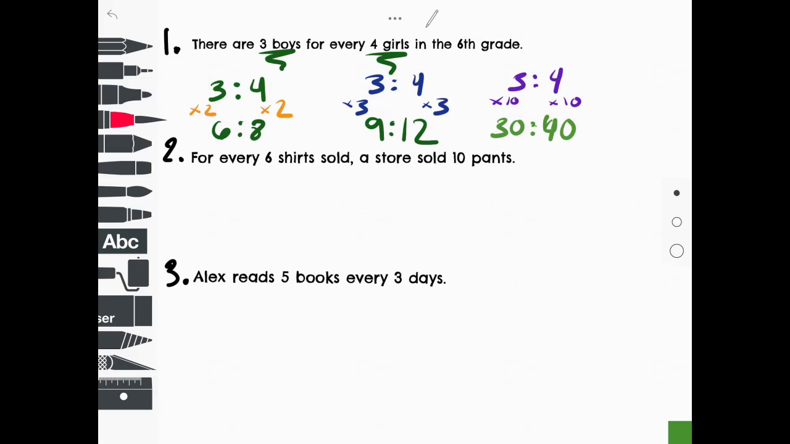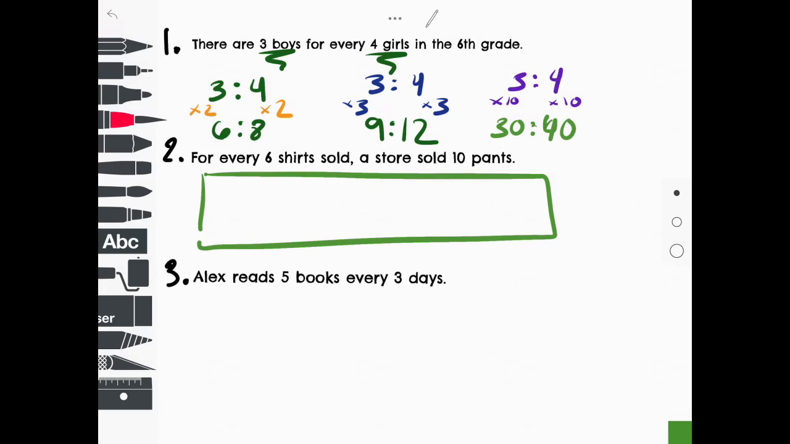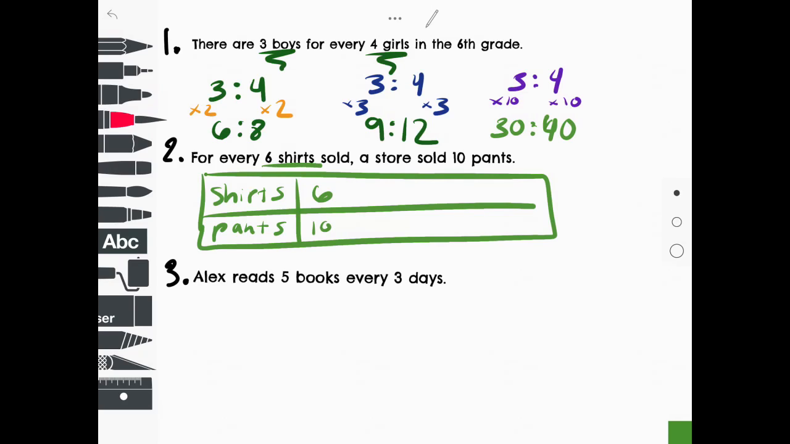So just like in the beginning part of the video, the notes, you can use a ratio table to help you out. So for every 6 shirts sold, a store sold 10 pants. Let's set up a table. We are comparing shirts to pants, and that's 6 shirts to 10 pants, 6 shirts to 10 pants ratio. And then from here, you can use the ratio table to create your equivalent ratios.